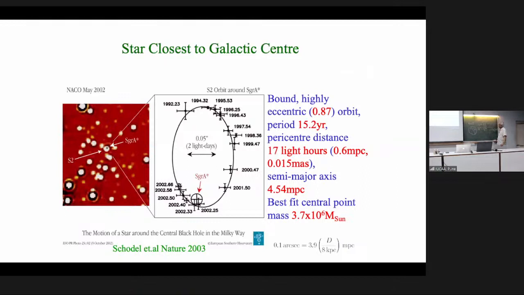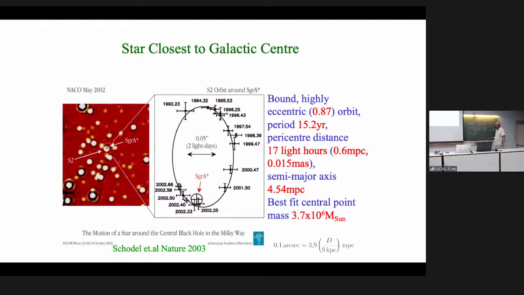And then you see this particular star called S2. That has been followed from 1992 right down to 2002, in the time of 10 years, by two independent groups. And you can beautifully fit this ellipse.